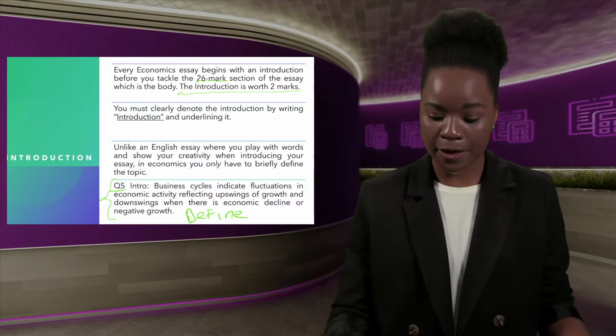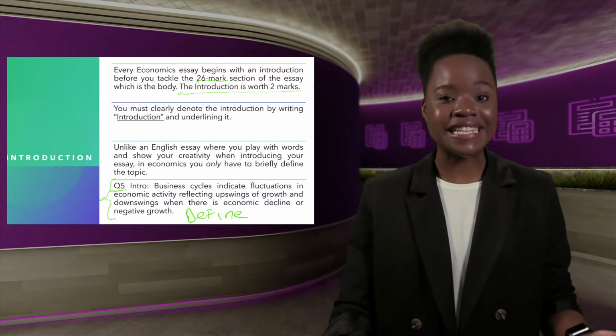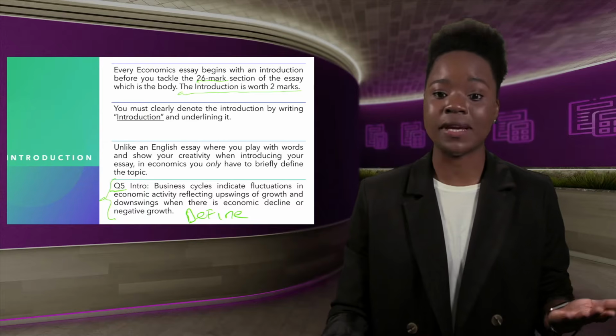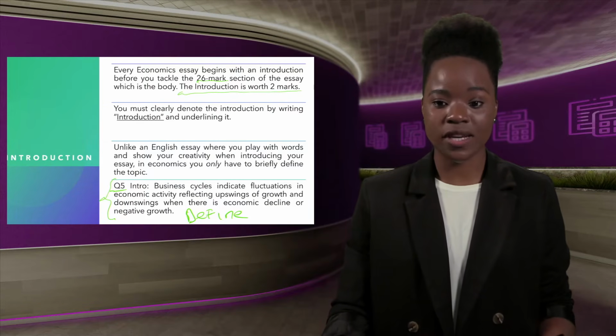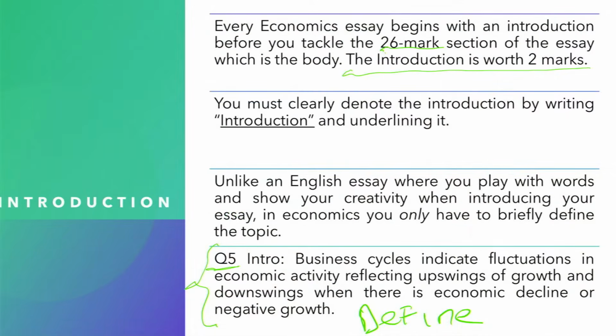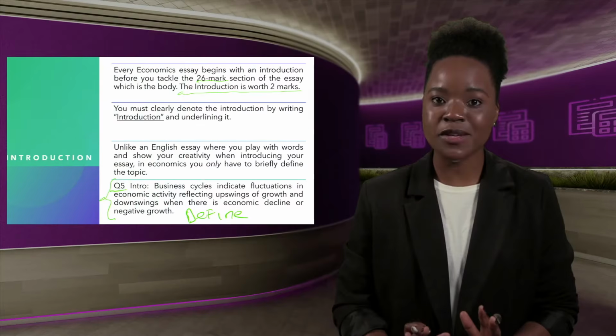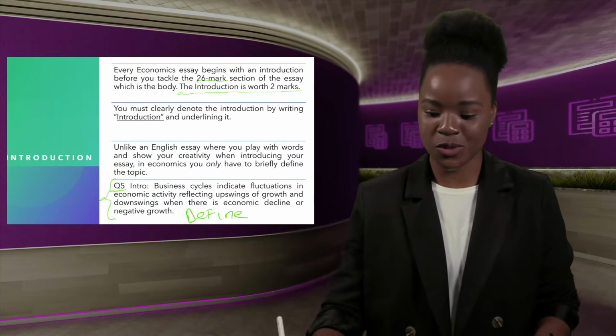You can just simply say, business cycles indicate fluctuations in economic activity, reflecting upswings of growth and downswings when there is economic decline or negative growth. That's it. You don't have to say, it was a sunny day when this was happening. You just define the topic and you're done with your intro. 2 marks, done.